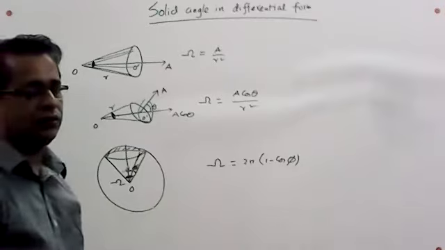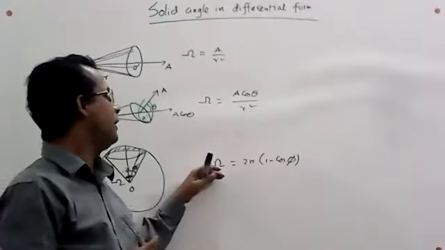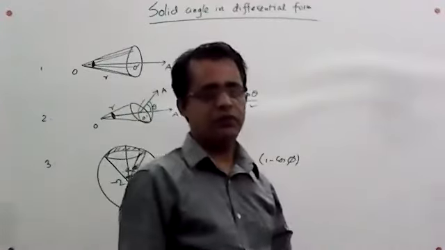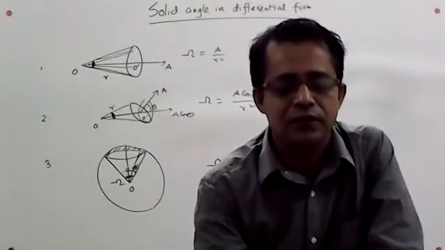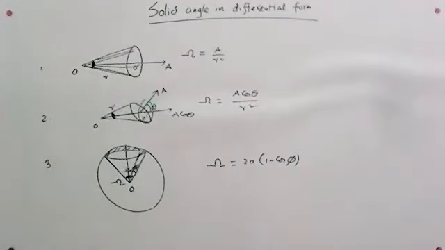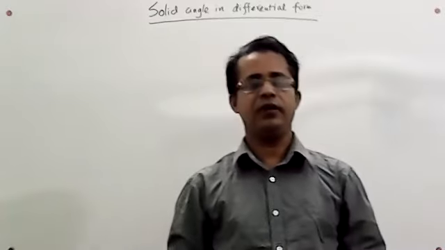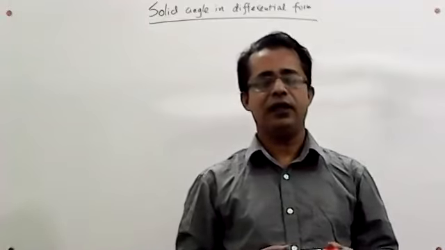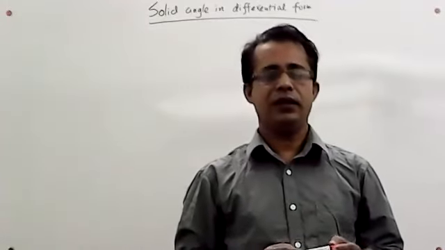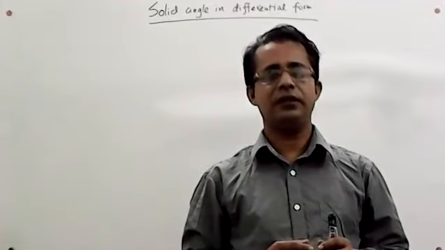In these three methods, we calculated solid angle from different aspects. Today, we are going to calculate the same thing, that is solid angle, in differential form. So, let's go to discuss such solid angle. For this, if we memorize the geographical coordinate system and the spherical coordinate system, then this will help us to find out the solid angle in differential form.